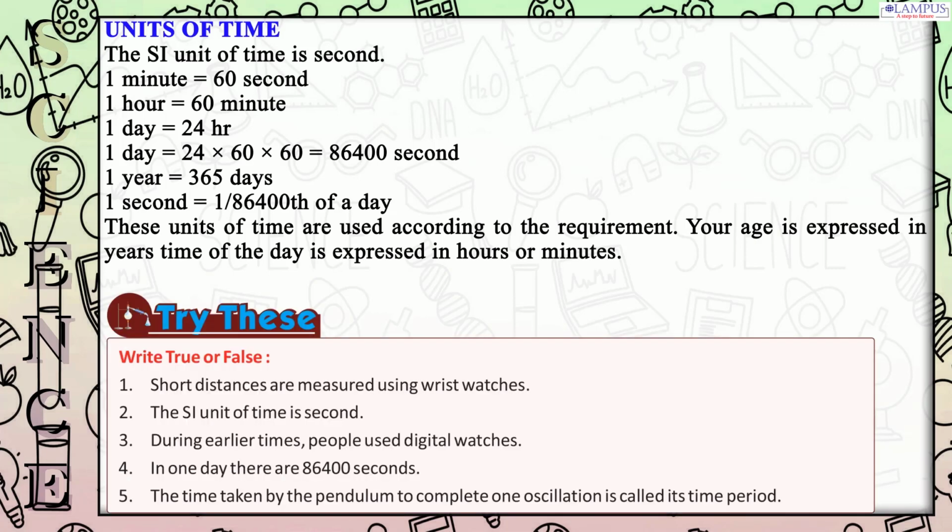Try these. Write true or false. 1. Short distances are measured using wristwatches. 2. The SI unit of time is second. 3. During earlier times, people used digital watches. 4. In one day there are 86,400 seconds. 5. The time taken by the pendulum to complete one oscillation is called its time period.